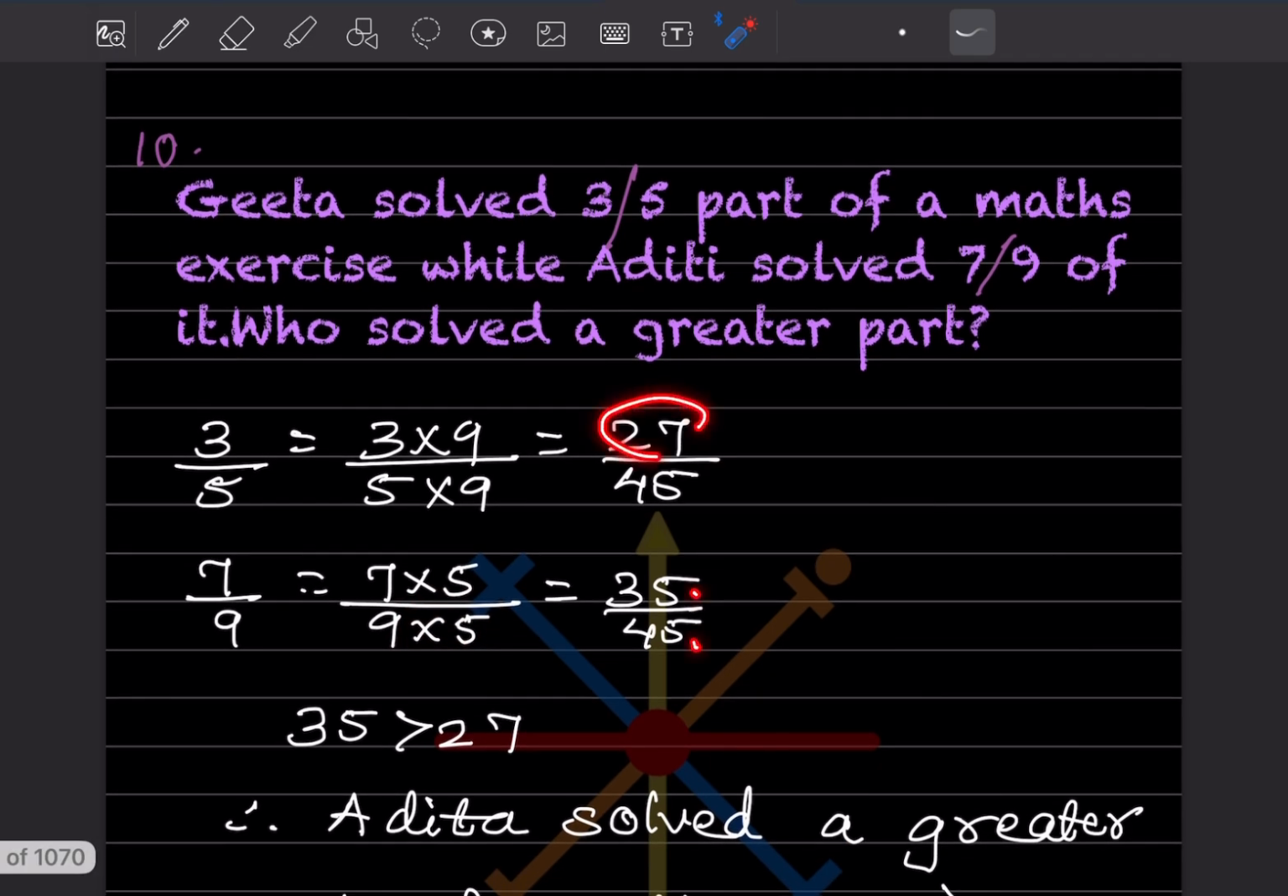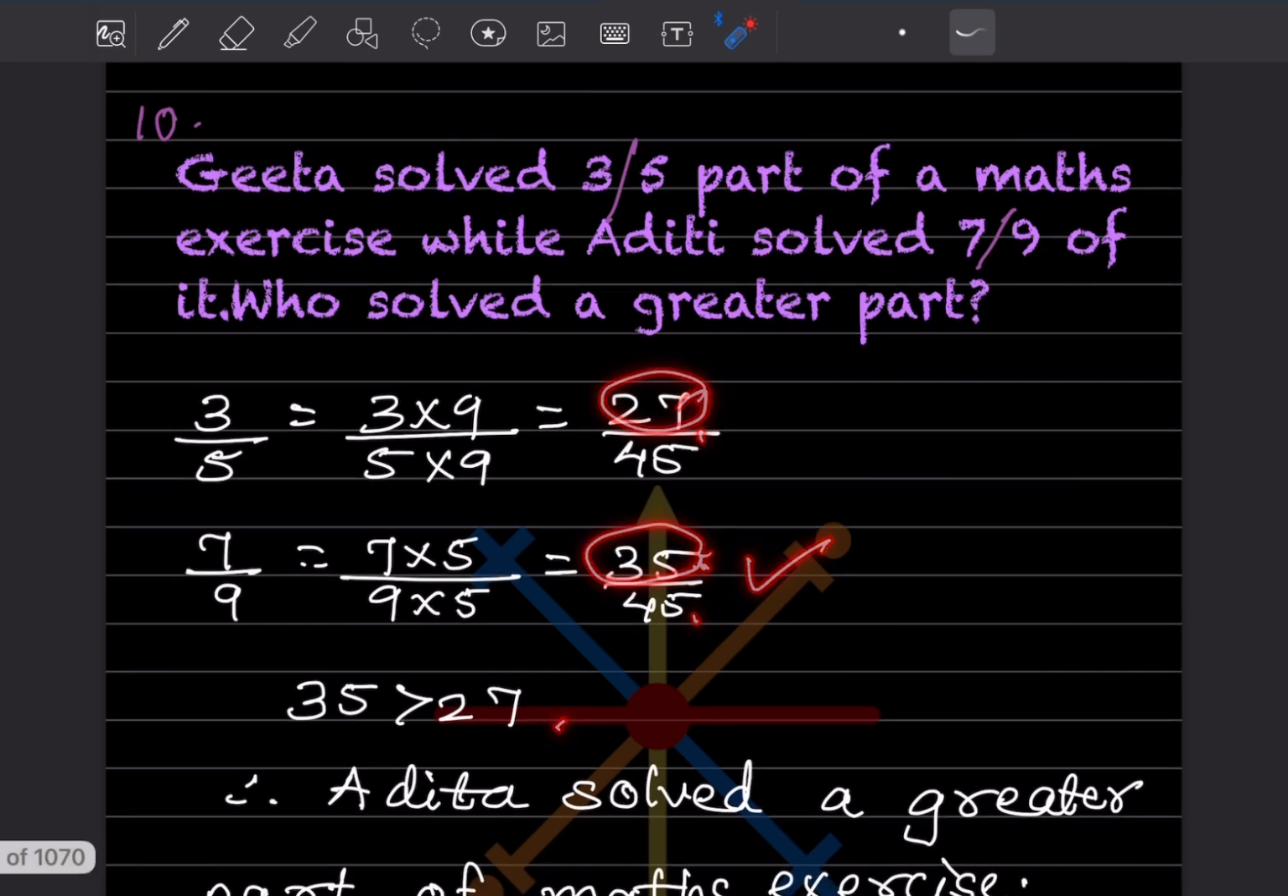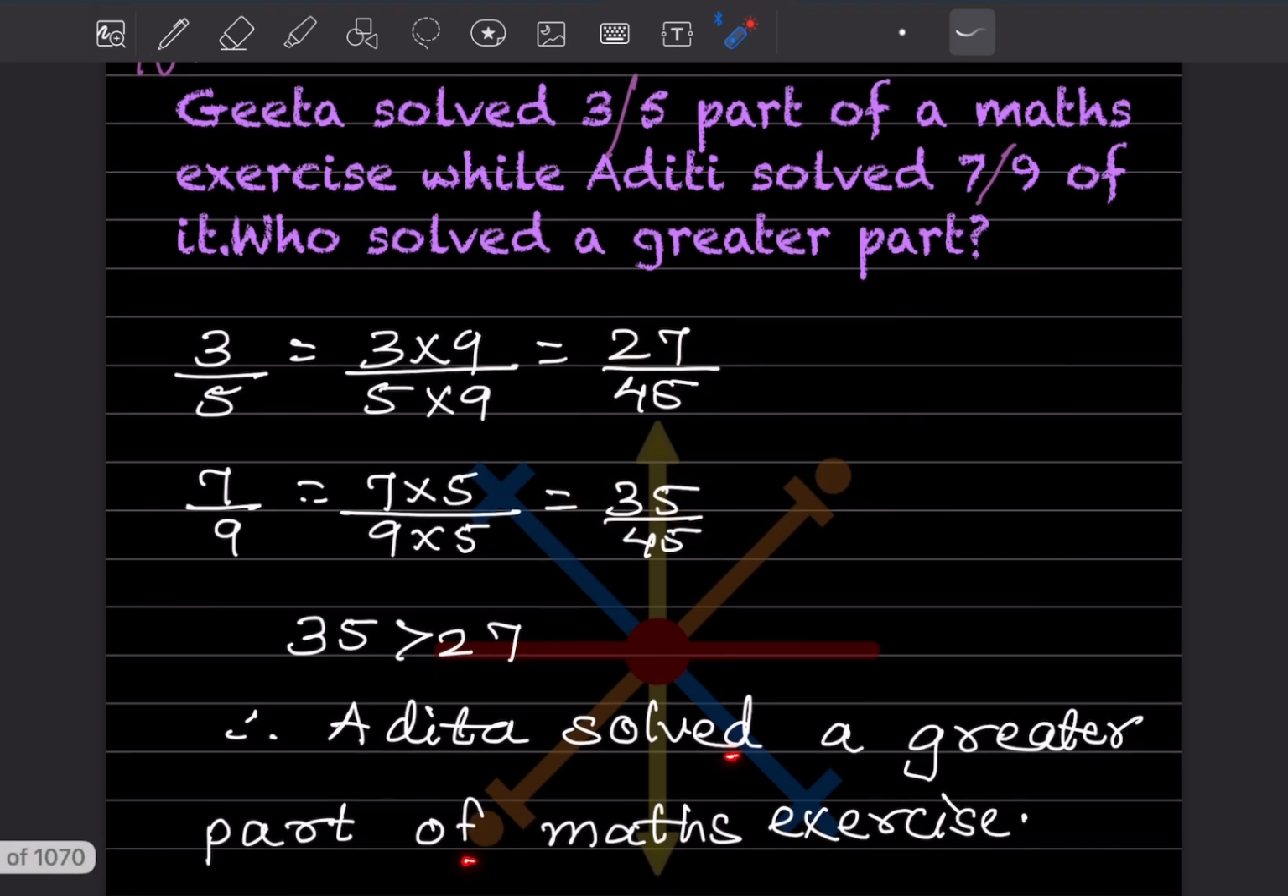So now we are going to compare the numerators. So 35 is greater than 27. So whose is this one? 35 by 45, that is for Aditi. So we can say Aditi solved a greater part of the maths exercise.